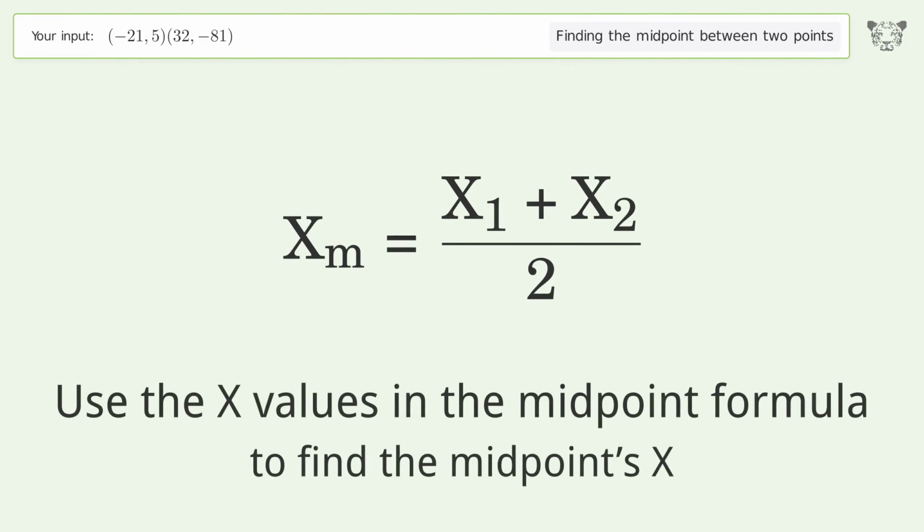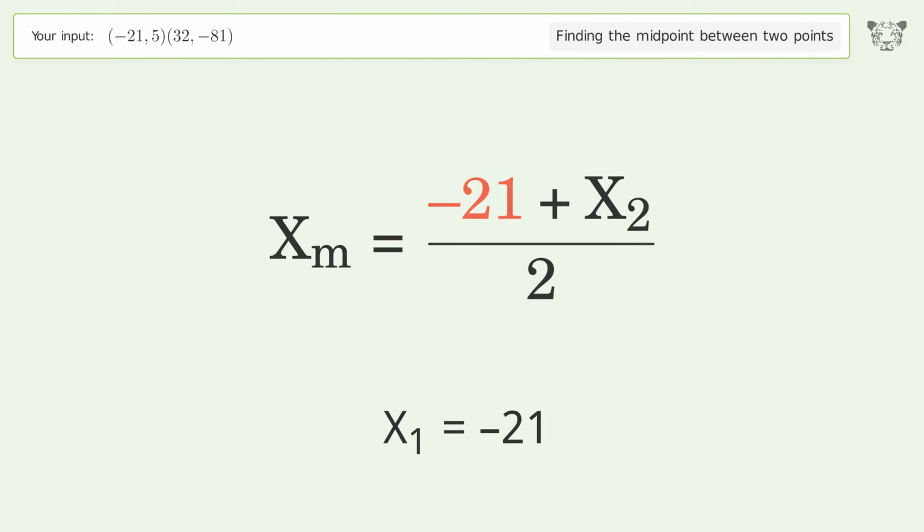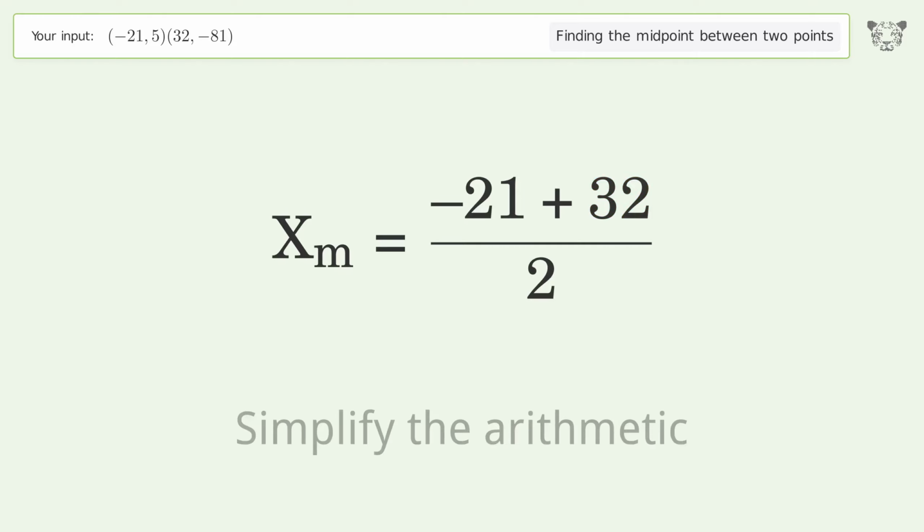Use the x values in the midpoint formula to find the midpoint's x. x1 equals -21. x2 equals 32. Simplify the arithmetic.